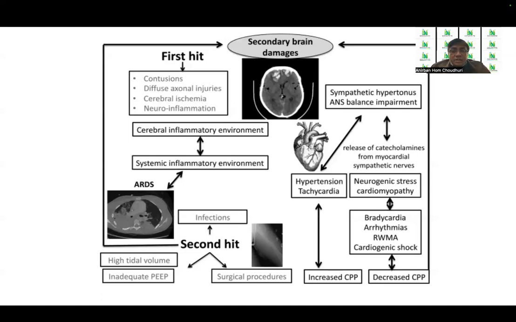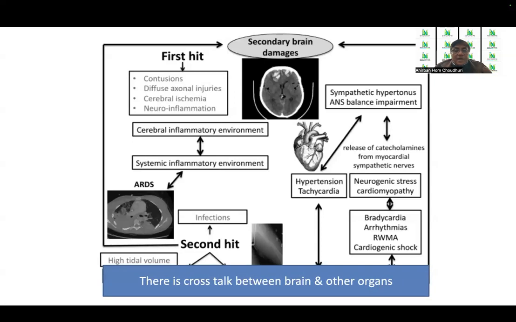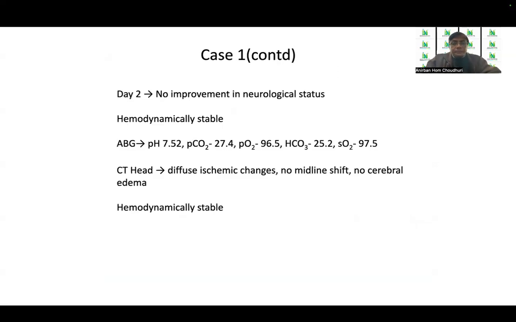So whenever a patient continues to be in a state of inflammation, the inflammatory markers are high, the patient remains hemodynamically unstable and on ventilator, the risk of a second hit persists consistently. And this produces a crosstalk between the brain and other organs, giving rise to damaging effects on the systems which were not affected initially.